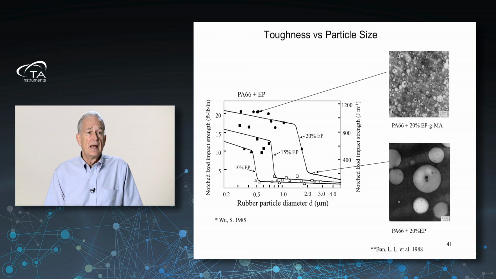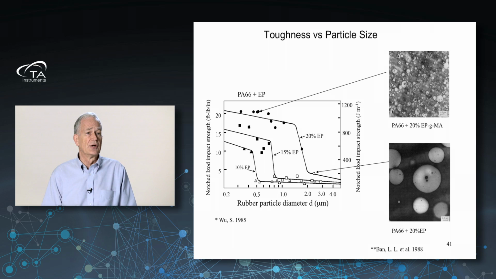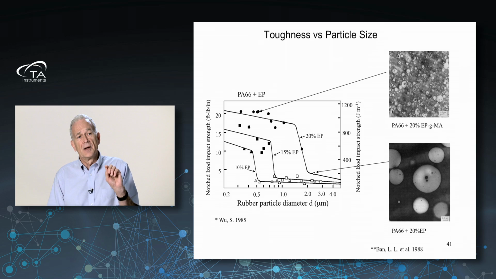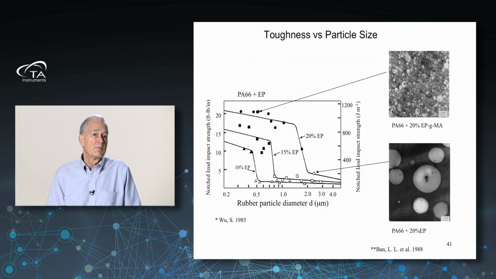And you can see that we don't gain any toughness until we get the size down below, depending on the concentration. Here I've shown 20% of rubber in nylon, and when we get the size down below about a micron, you get an order of magnitude increase in toughness. So this was a great invention by DuPont and really improved nylon. So we're going to see how can rheology help us to see the size of these particles.